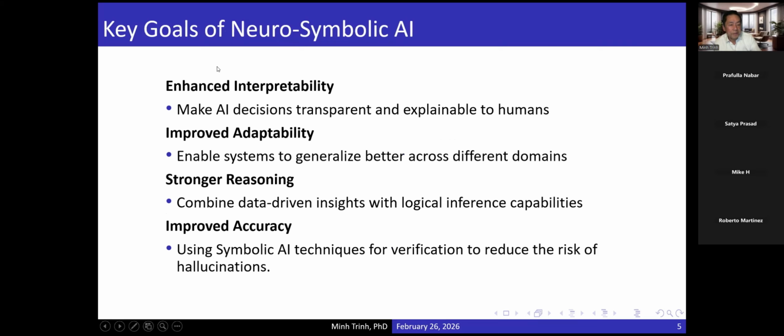So the key goals of a Neuro-Symbolic system are to enhance interpretability and improve adaptability. So it's more coming from the symbolic side, to make the system generalizable across domains. Stronger reasoning, right? So symbolic is very good at reasoning, and AI is becoming better at reasoning, but still not perfect. And maybe the most important, improve accuracy, right?